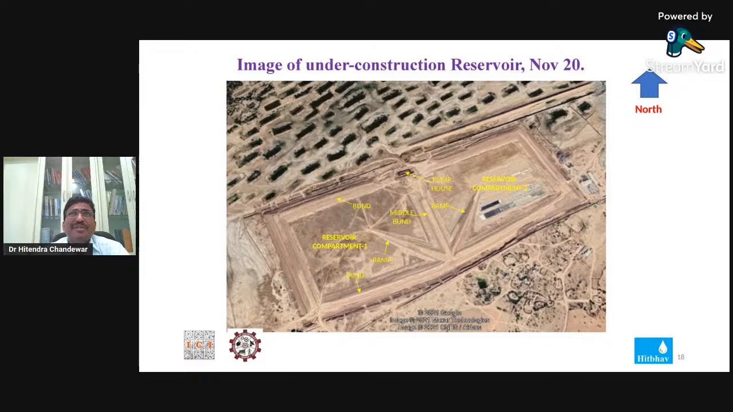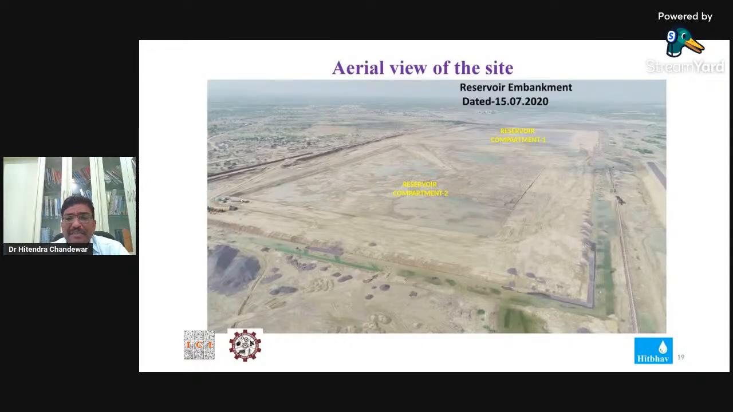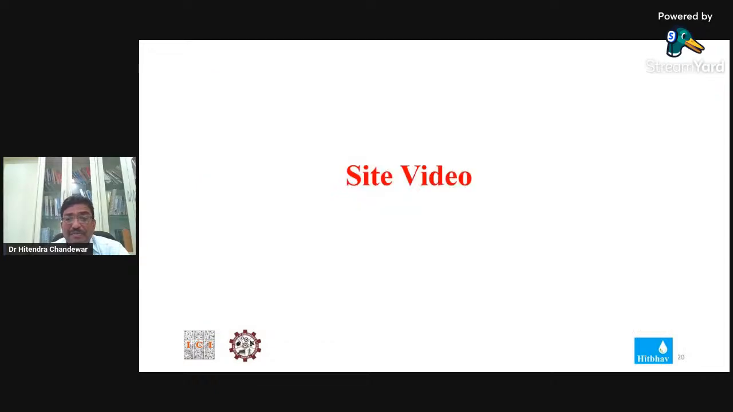Now the earthwork is going on. The earthwork for the ramps is also going on. Then again, you can see the earthwork in this drone image during the execution, and the work on the other embankments is going on.